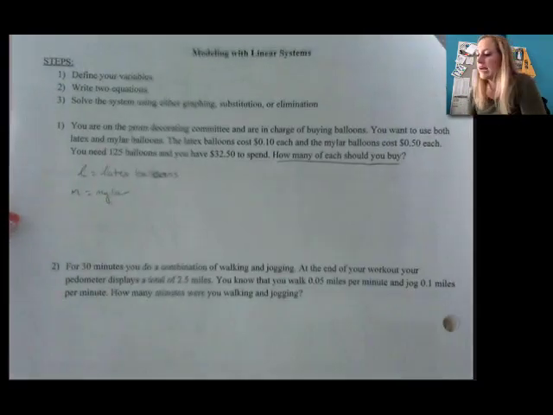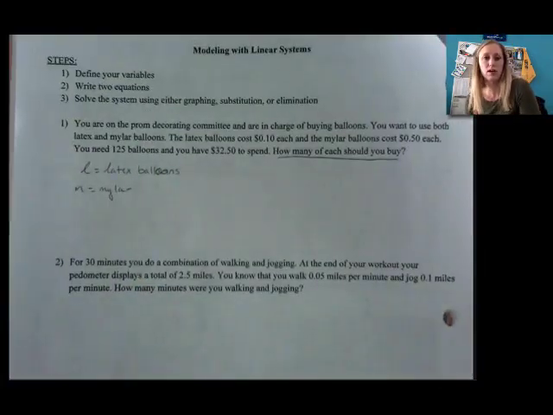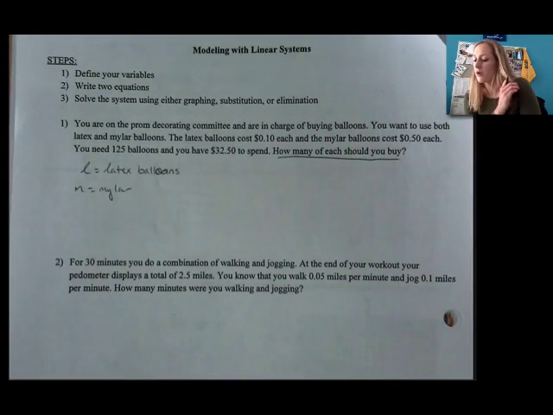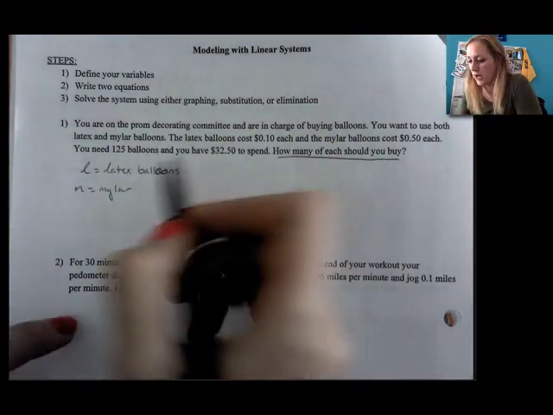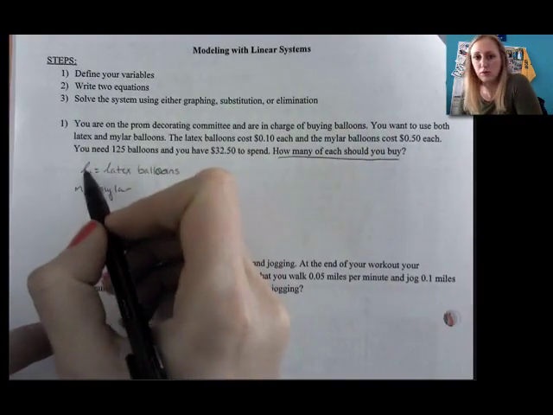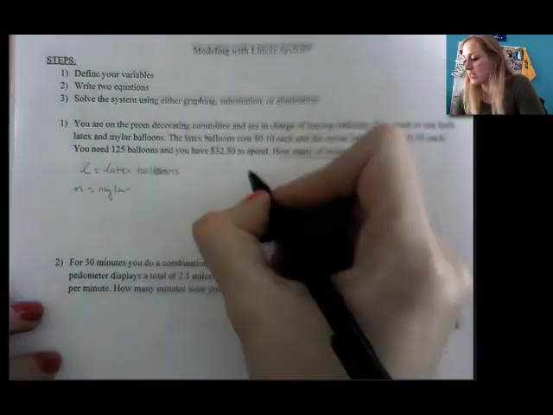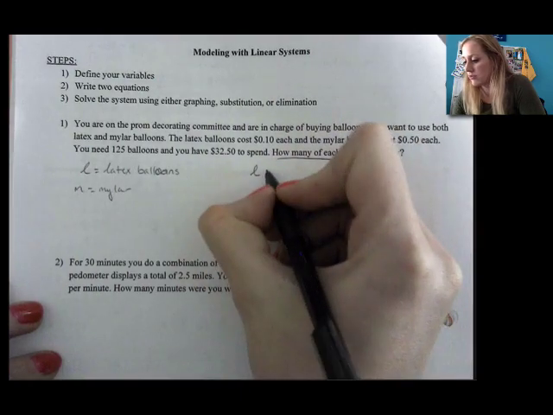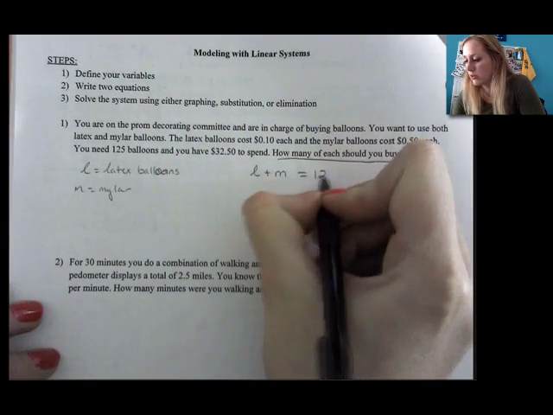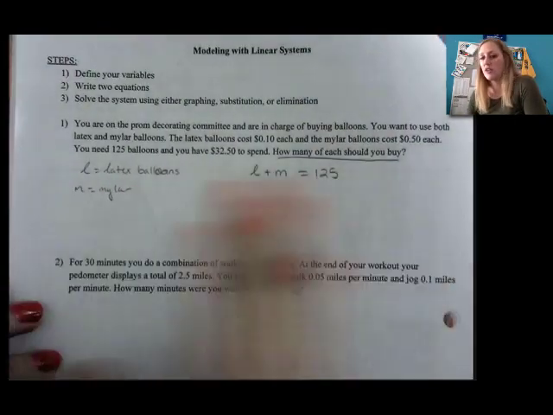Okay, so that last sentence kind of tells me what I'm looking for and what I should make my variables be. So one of the equations should deal with the cost and one should deal with the total number of balloons. This is really common in system of equation word problems. One is going to deal with the total number and the other is going to deal with cost. Okay, so the number of latex balloons and the number of mylar balloons total should add up to 125 because that's how many balloons we need.